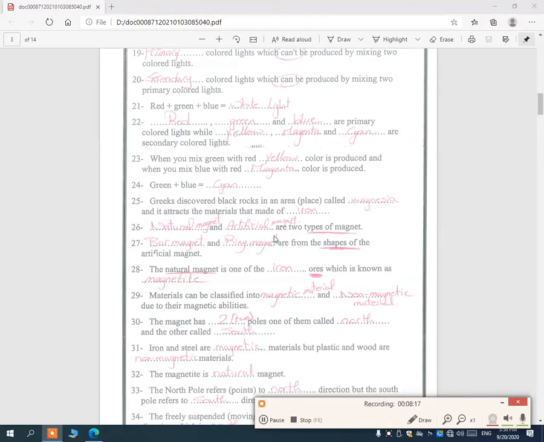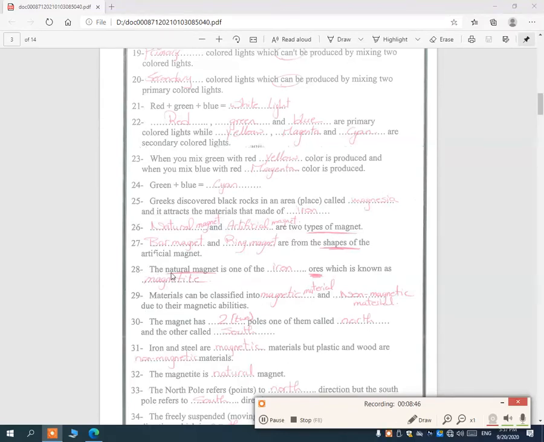Number 26, natural magnet and dots and dots are two types of magnet. Natural magnet and artificial magnet. We have two types of magnet, natural magnet and artificial magnet. Number 27, dots and dots are from the shapes of artificial magnet. We have many shapes: bar magnet, ring magnet, needle magnet. Any shape of the artificial magnet, you can write it.